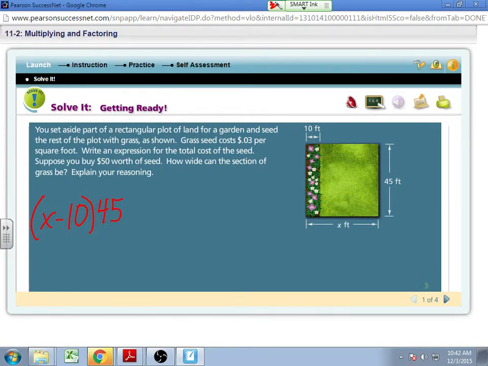What property are we going to use? The distributive. So we're going to distribute our multiplication. That's going to be 45x minus 450. Now, what else would I need to do with that to determine the cost of the seed?